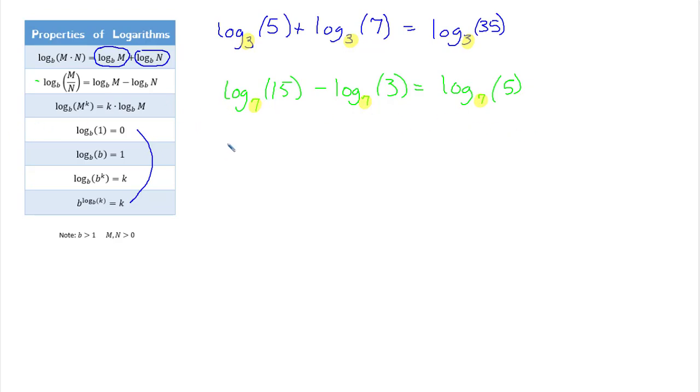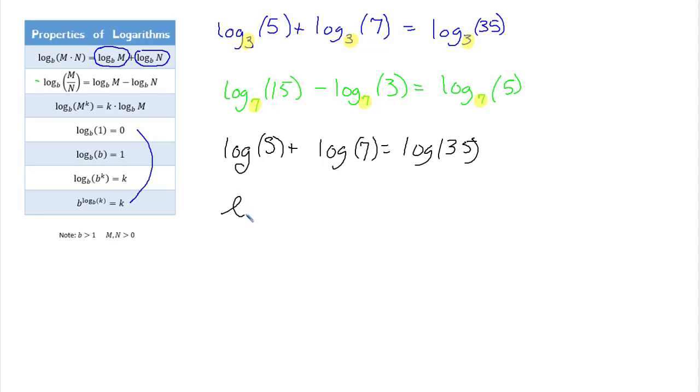The base could be your common log, which is just written like this. Log of 10 is understood, so log base 10 of 5 plus log base 10 of 7 would give us log of 35. So those all work the same. Typically, you try to put parentheses around what happens after your log just to keep things looking nice.